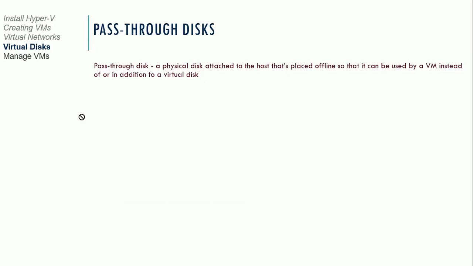So a pass-through disk is a physical disk attached to the host that's placed offline so that it can be used by the VM instead of in addition to a virtual disk. In other words, what you could do is, let's say you had a SAN, and you're allocating space on your SANs for your virtual machines. Theoretically, you could use Fiber Channel to connect to that on the host machine and simply keep them as unallocated disks in the host machine, and then your VM would be able to mount those disks and use those disks natively, as opposed to using them as files. So instead of you having a file that's your virtual disk, it could literally be a disk. And that's a pretty efficient way to do this as well, using pass-through disks.